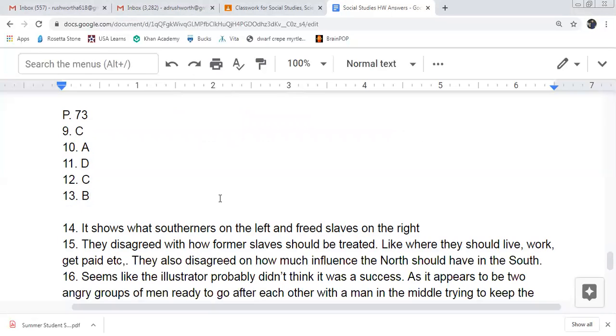So they went to these factories and were really taken advantage of in order to feed their families and keep a roof over their head.